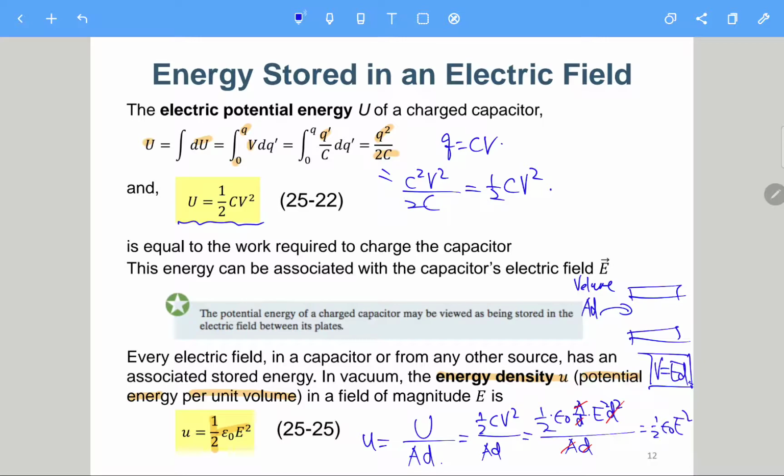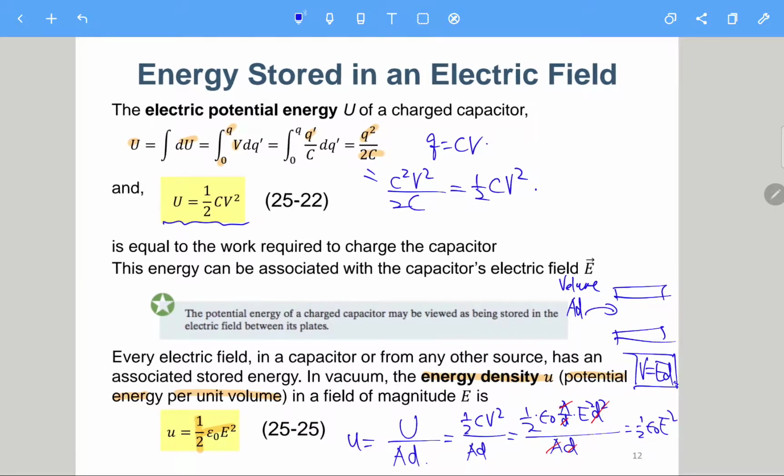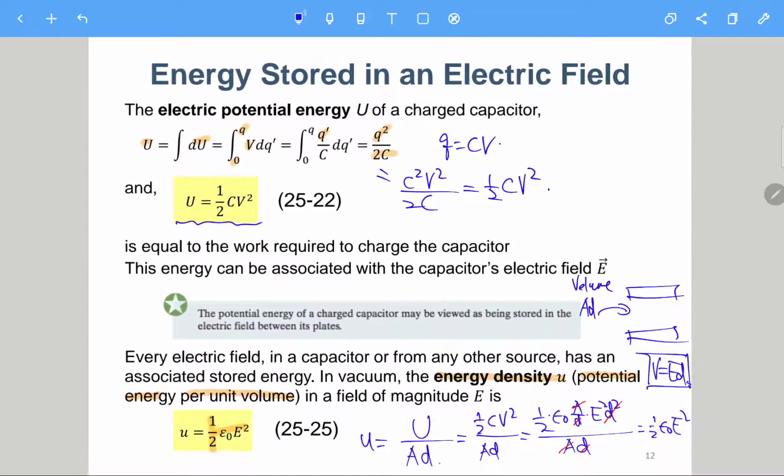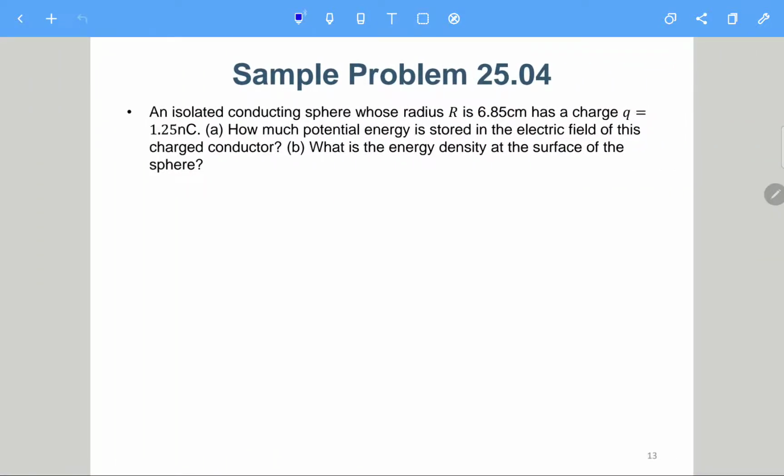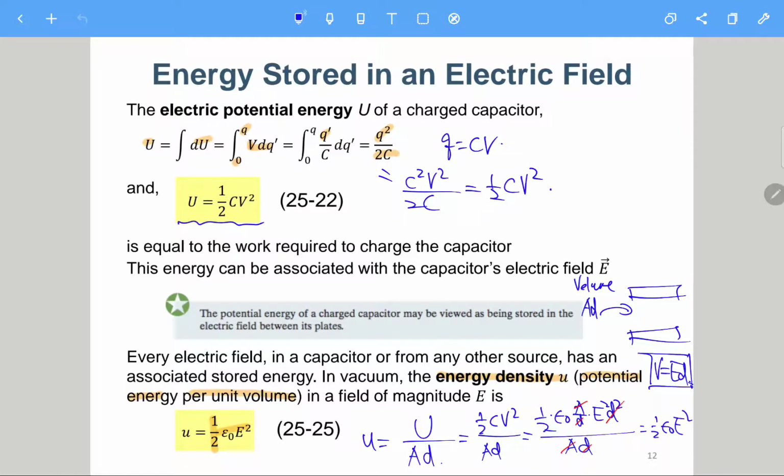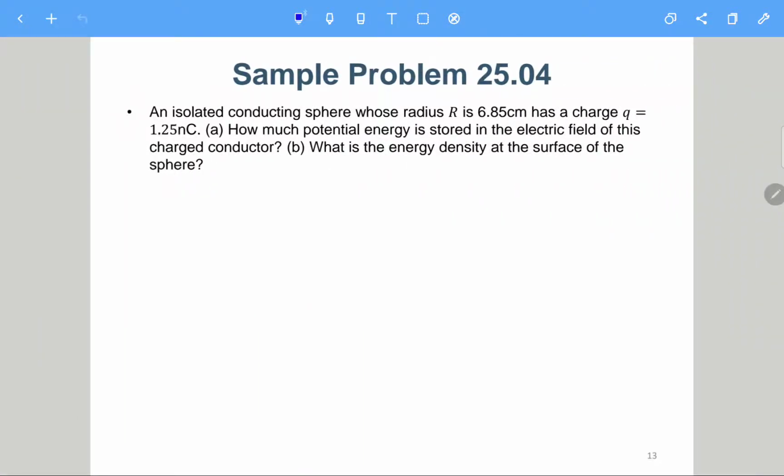Actually, I seldom use this one, but it will be useful for explaining the electromagnetic wave in chapter 33, when we talk about the Poynting vector of the EM field, the EM wave. Okay, so this is the energy point of view for the capacitor. So let's take a look at a sample problem.